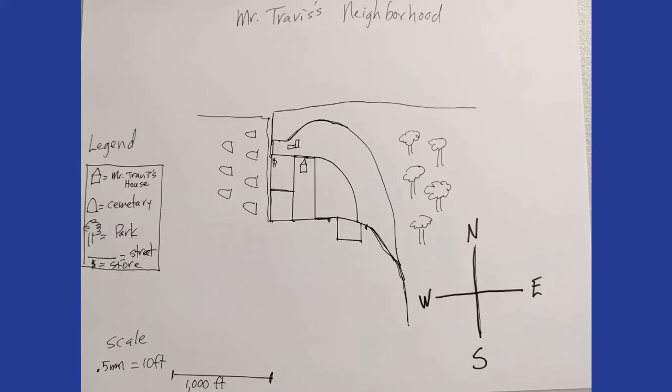In the end, my map ended up being a little smaller than I wanted, but it's fairly in scale. You can see the scale at the bottom: that length equals 1,000 feet, which was 50 millimeters, sorry. I have a legend. It has my house, the cemetery, a park, streets, and a little store. I have my compass. I have a title.